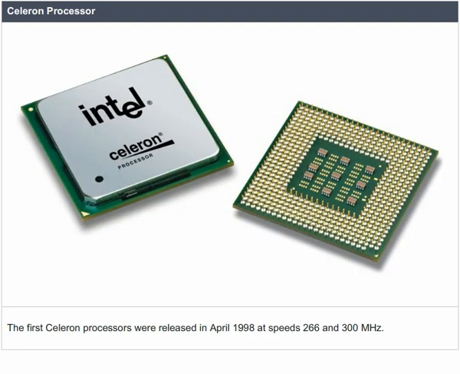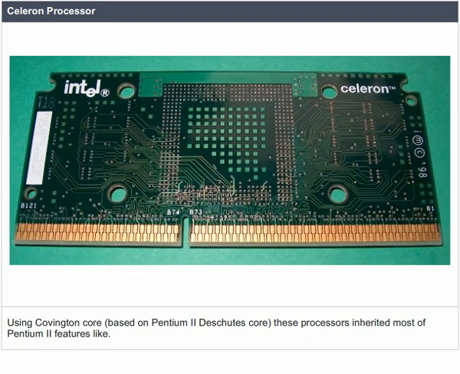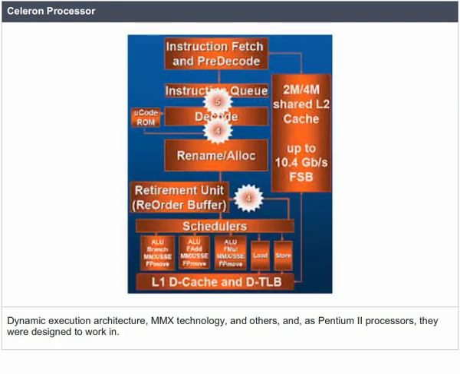Celeron processor. The first Celeron processors were released in April 1998 at speeds of 266 and 300 MHz. Using the Covington core based on the Pentium 2 Deschutes core, these processors inherited most of the Pentium 2 features like dynamic execution architecture, MMX technology, and others. And as Pentium 2 processors, they were designed to work in a Slot 1 motherboard.